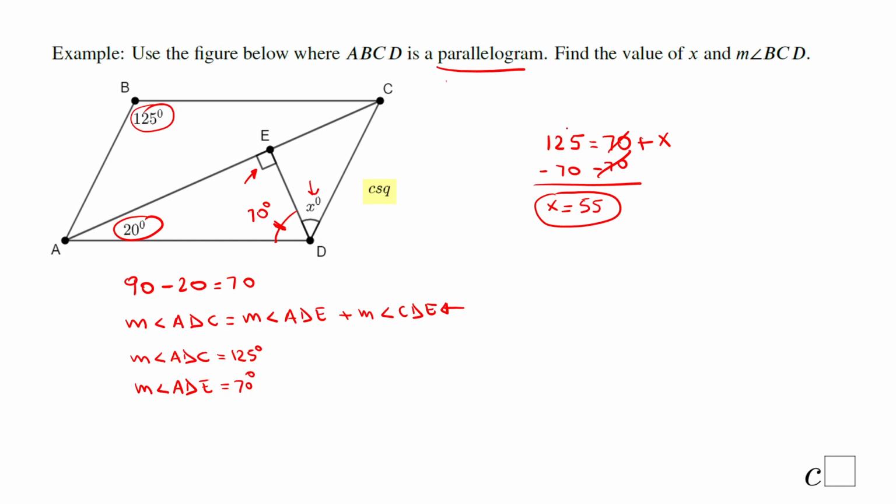And the last part, it asks for the measure of angle BCD. How much is this angle? That one is probably not super complicated to find out, right? Because angle BCD and angle B are consecutive angles in this parallelogram, so they are supplementary. So we have the measure of angle BCD plus angle B, which is 125, equals 180. We subtract 125 here.